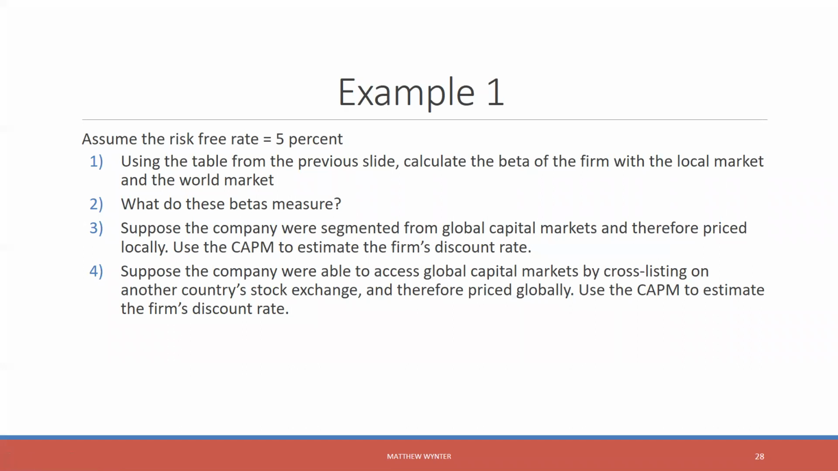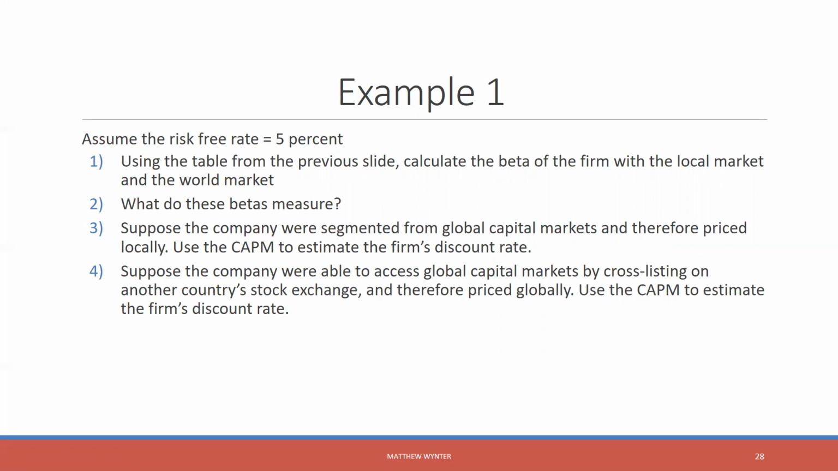Assume the risk-free rate is 5%. Using the table from the previous slide, calculate the beta of the firm with the local market and the world. So what are you going to do? You remember your beta equals your correlation multiplied by your volatilities: the standard deviation of firm I, the standard deviation of the local market, divided by the variance of either the local market or the world market portfolio.